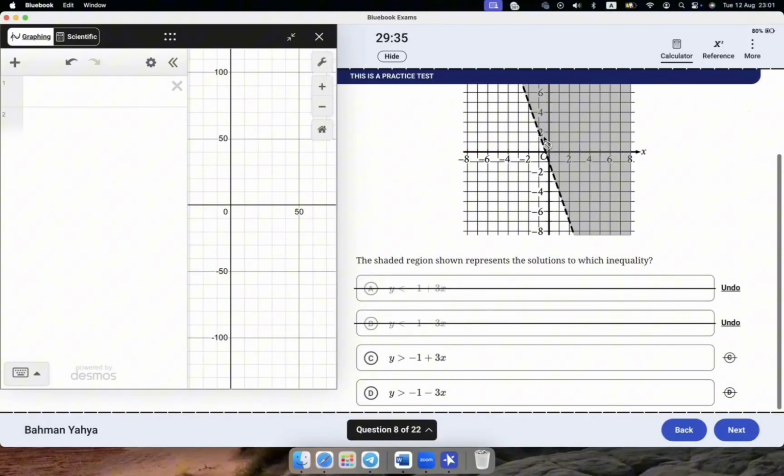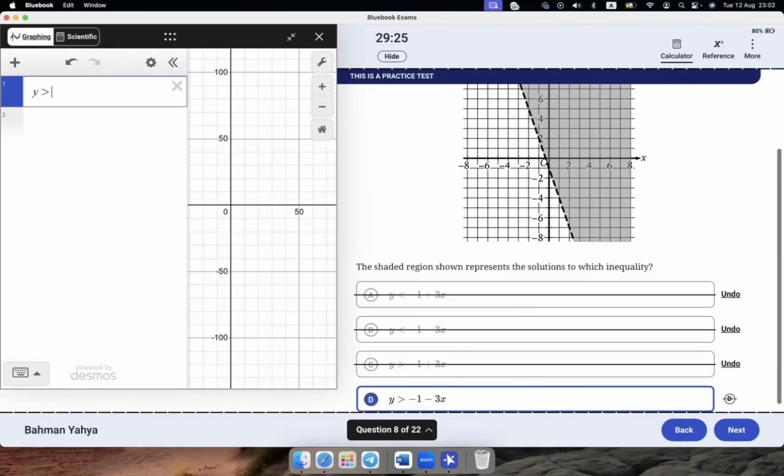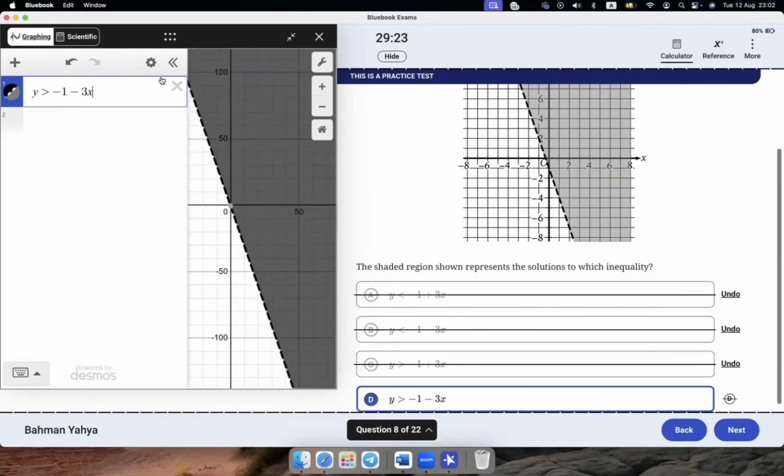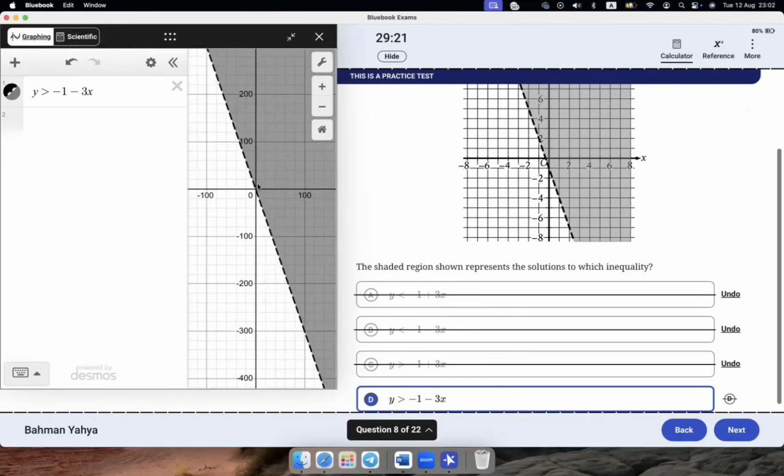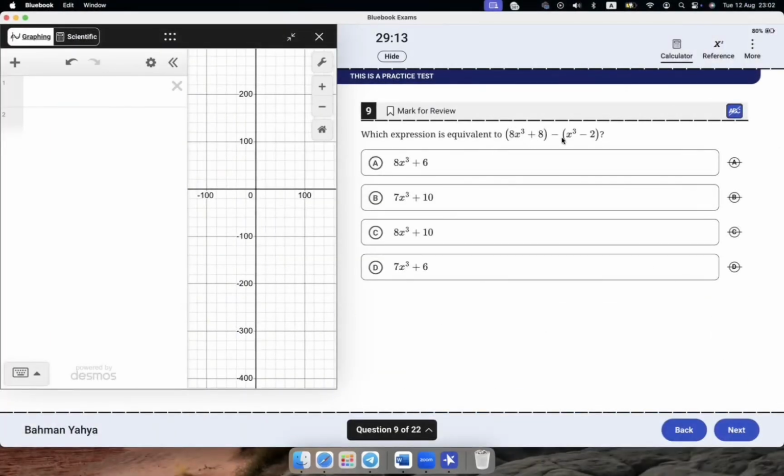And because the line goes down, so it decreases. If it decreases, the slope is not positive, it is negative. Y is greater than negative 1 minus 3x. You see, this graph is exactly the same as this one. Now, which expression is equivalent?